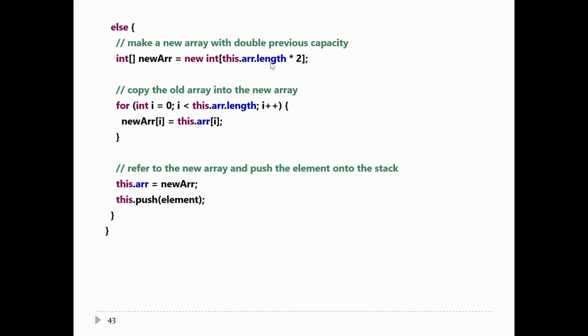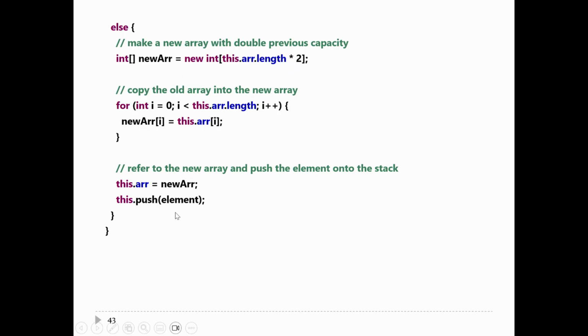So I've now got a new array, but it's got a bunch of zeros in it. I need to copy the original array into the new array. So you write a little loop that runs over the current array, as long as i is less than the current array length. And you're just going to copy whatever's in the current array into the new array. Now don't forget, our stack is keeping track of its own array, so you have to make this arr now point at, or refer to, the new array. And now finally, I can push the element onto the stack.